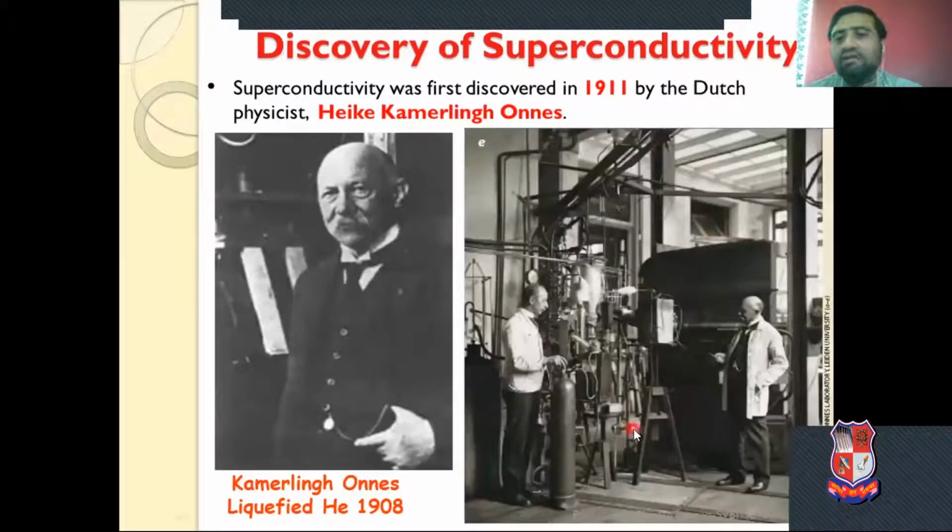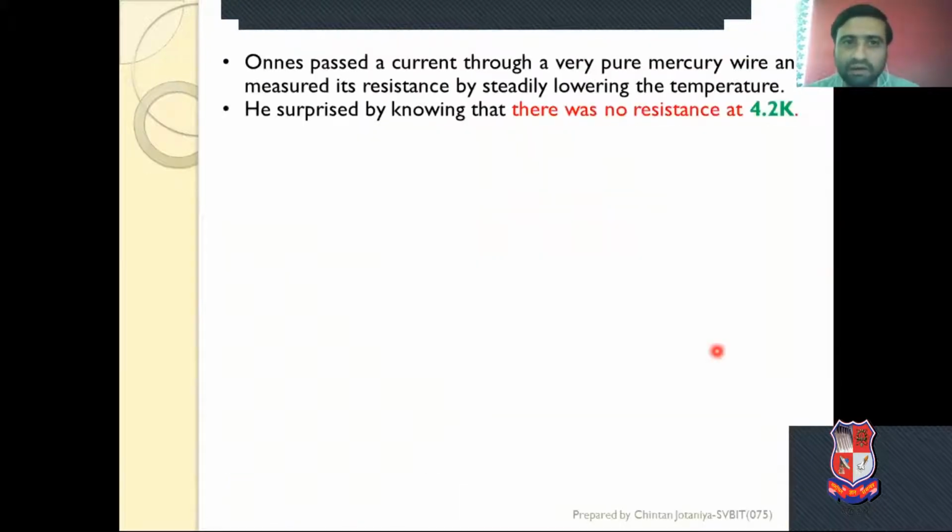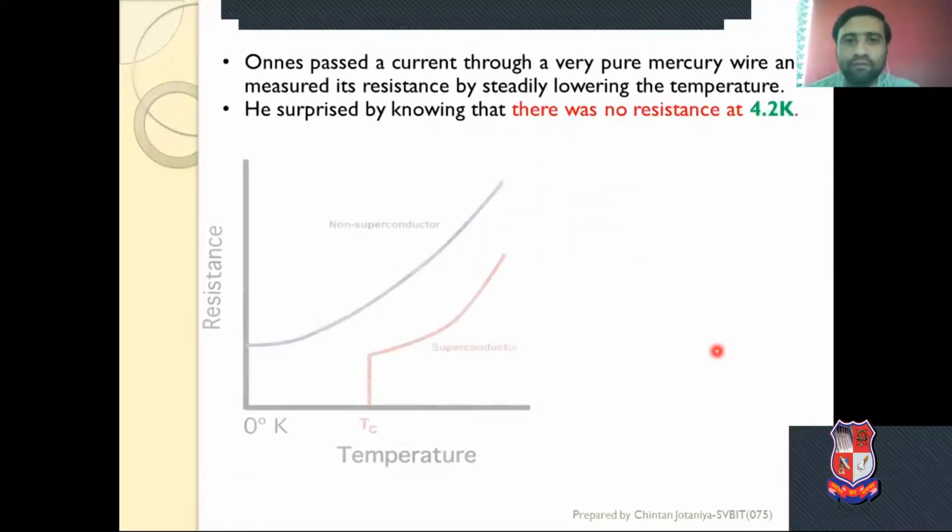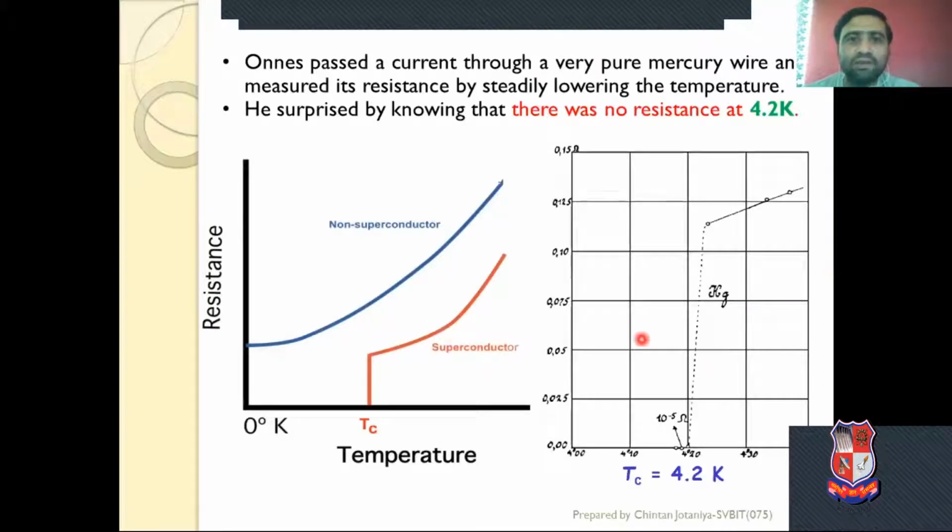He was experimenting in his laboratory with a metal called mercury wire, and then he observed an extraordinary property shown by mercury. We will discuss that, but this is the actual picture of his laboratory. So the inventor of superconductivity is Kamerlingh Onnes in 1911. He discovered superconductivity. What he was doing was experimenting with a metal wire, and the other metal wire was the mercury wire.